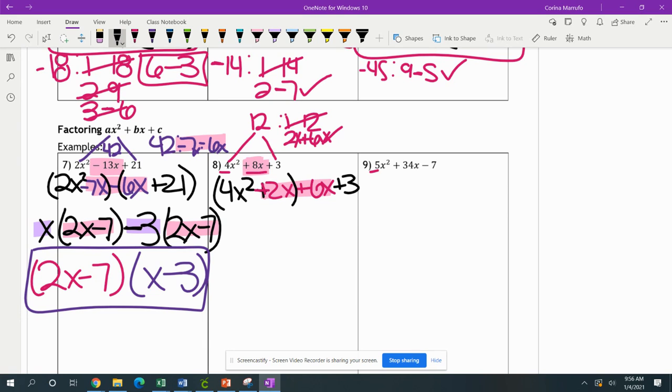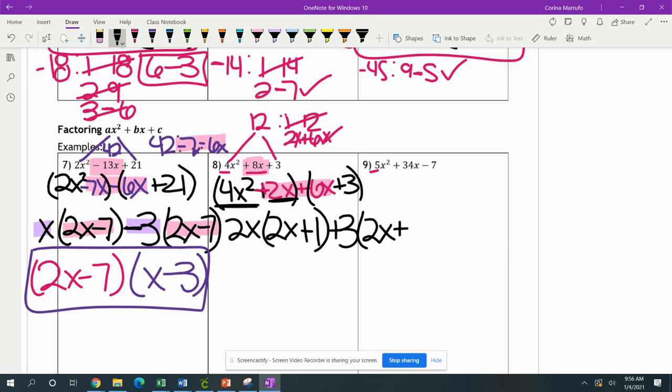Between 4x squared and 2x, they both have a 2 in common. I can factor out a 2 and an x. And so we know 2 times 2 gives us 4, and then x times x gives us x squared. So I already did the first term, plus. I took out the 2 and the x, so it's going to be plus 1, because 2 times 1 gives me that 2x. All right, then we have the 6x plus 3 that we're going to group. Between 6 and 3, we can factor out a 3, so it's going to be plus 3. And then we know 3 times 2 gives us 6x, plus 3 times 1 gives me that 3.